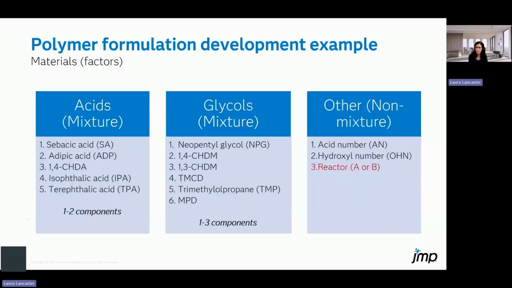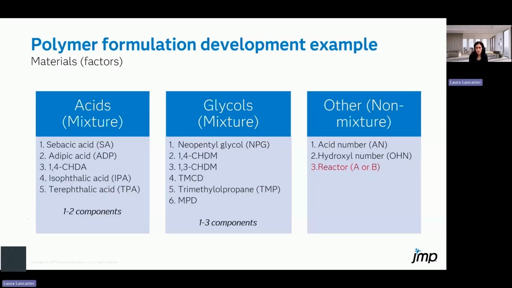The third group shows the other materials that go into the formulation that are not part of a mixture. Acid number and hydroxyl number are continuous factors, but reactor is actually a categorical factor that is either A or B. Because we have two separate mixtures and cardinality constraints on each mixture, this is a formulation problem that would have been very, very difficult to design, model, and optimize before JMP 19.